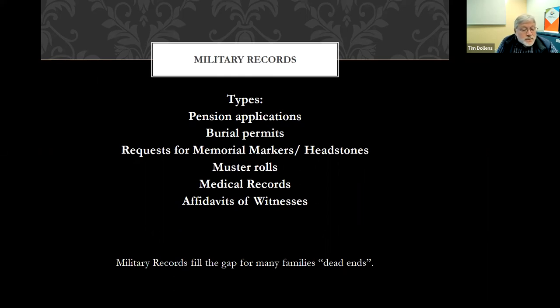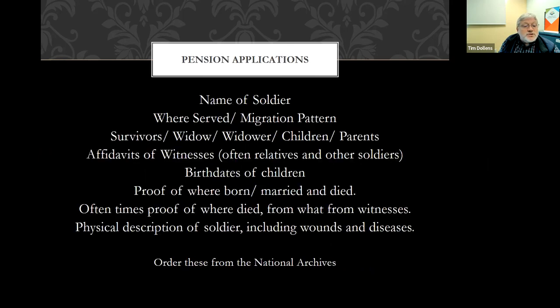And again, military records fill the gap for many families' dead ends, because a lot of times those records will give the migration of the whole family. They have to list every single child. They give the marriage. And you will see some examples in some of these on how it relates to death and how the death of a soldier would be very beneficial to your research.